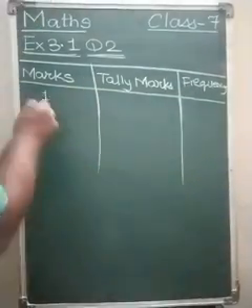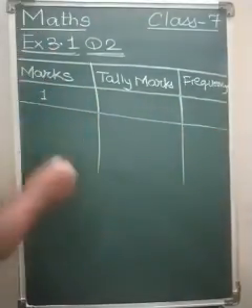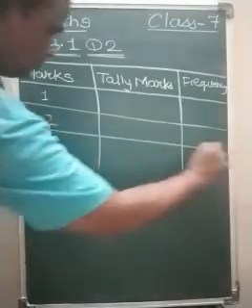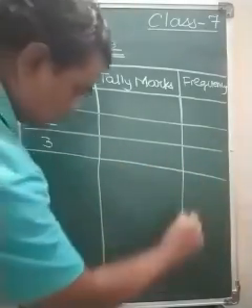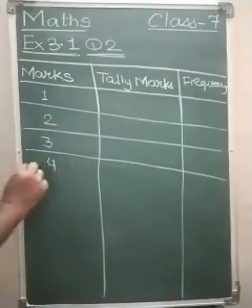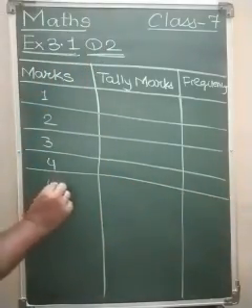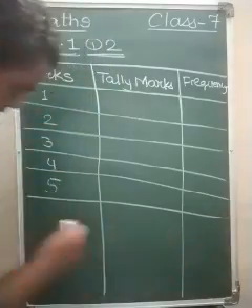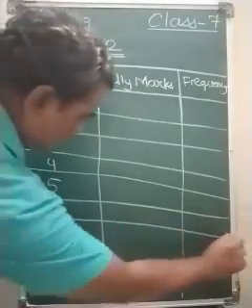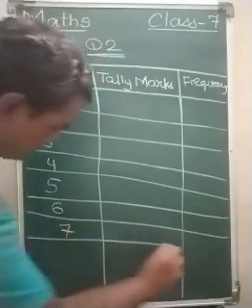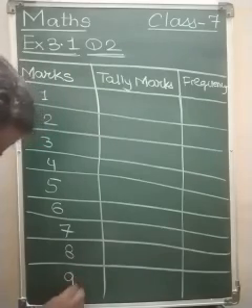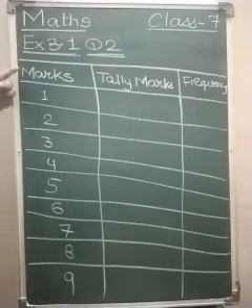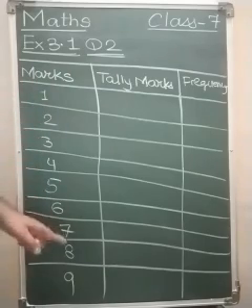Okay. Then we will write down all the marks. 2, 3, 4, 5, 6, 7, 8 and 9. Total, these are the marks that the students have got: 1, 2, 3, 4, 5, 6, 7, 8, 9.